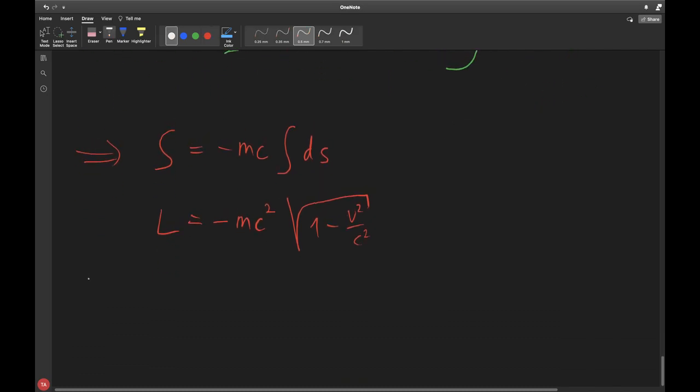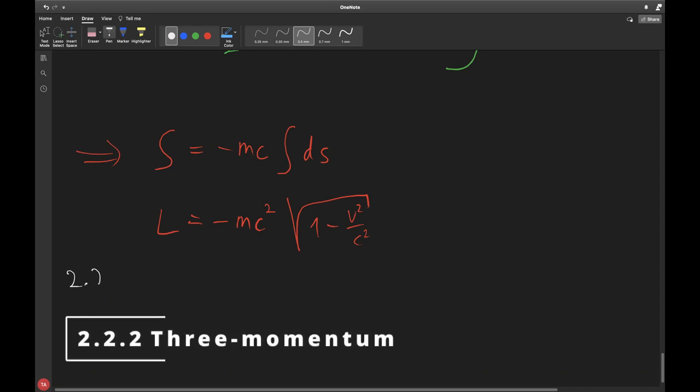Okay, the next step, what we can do is that we can think about what the momentum is. So 2.2.2 is the 3-momentum.